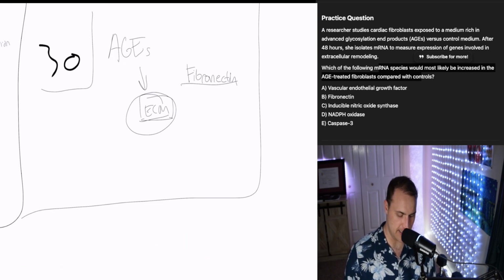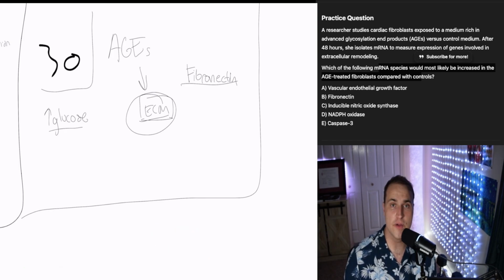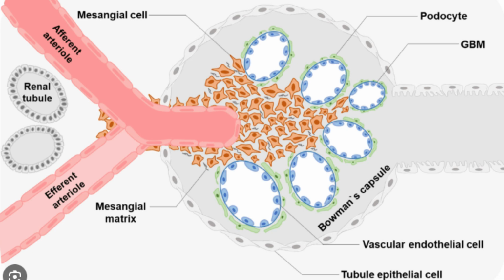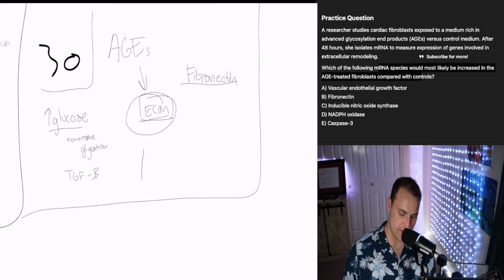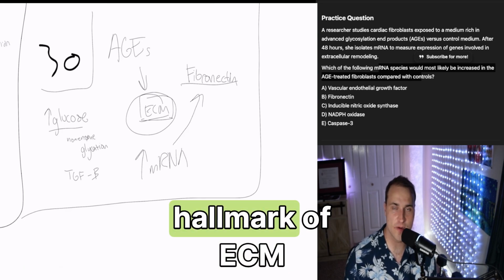Basically what's happening is we have high glucose in our diabetic that causes non-enzymatic glycation and gets AGEs on the basement membrane and the extracellular matrix. These AGEs bind receptors on mesangial cells and activate intracellular signaling through the TGF-beta pathway. Then the upregulation of genes that encode for extracellular matrix proteins, like fibronectin and collagen, causes mesangial expansion and glomerular sclerosis. Fibronectin is involved in cell adhesion, cell migration, and tissue organization. Increased mRNA for fibronectin is a hallmark of ECM production.